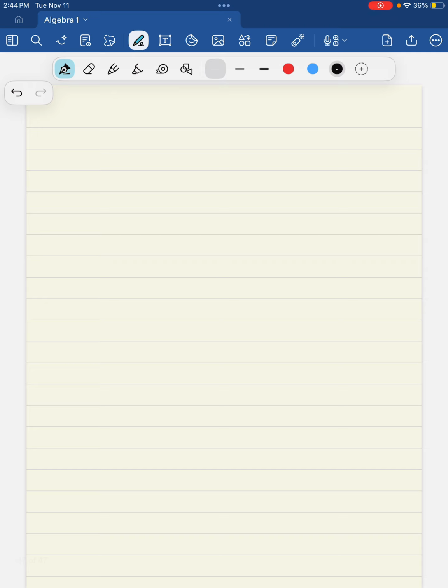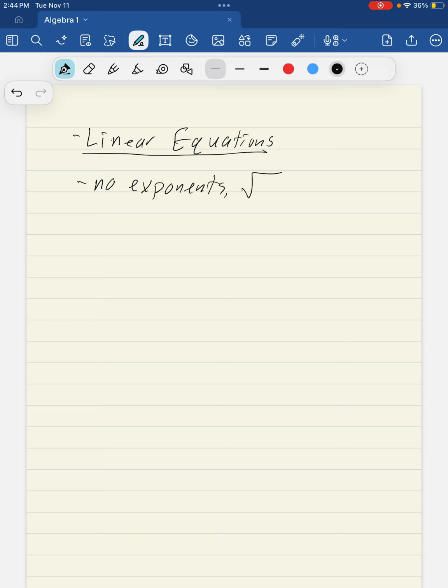So I just want to go over these real quick. We will go over them more throughout the year for sure. But quick deal, linear equations are your basic looking equations. They don't have exponents. They don't have square roots. They don't have variables in the denominator.